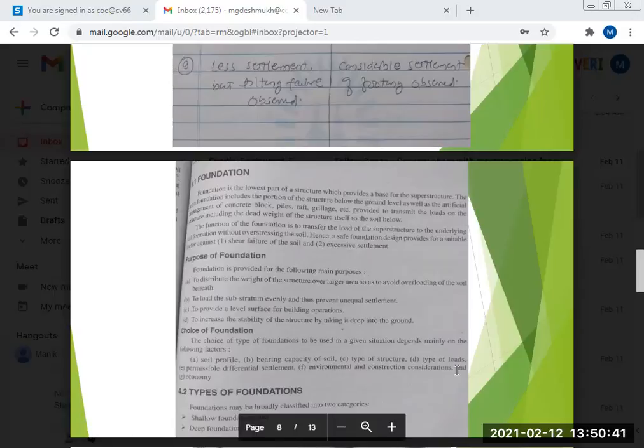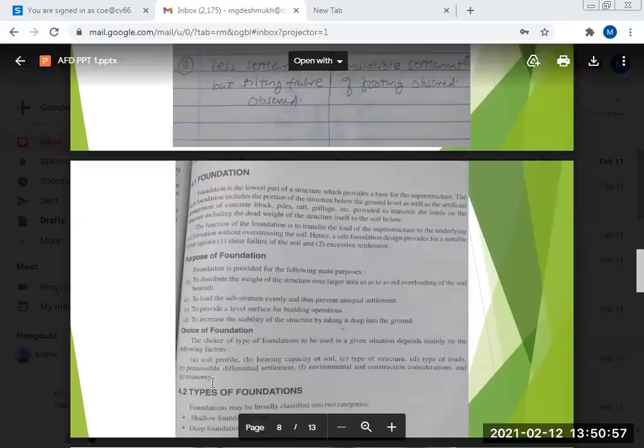What are the types of loads that are coming? Suppose it is prone to seismic load, means again a different type of foundation is needed. So what are the differential settlements for that particular soil? So what are the environmental considerations? And the most important thing is economy.